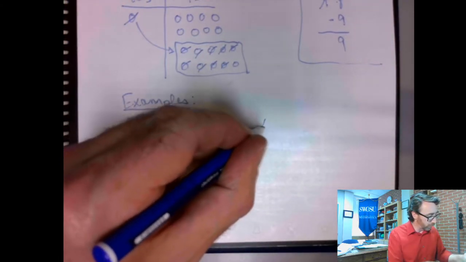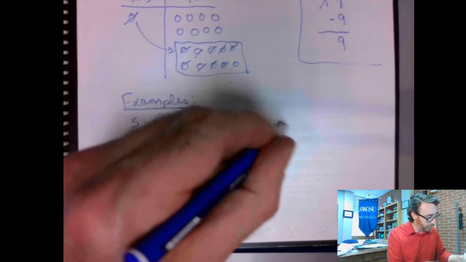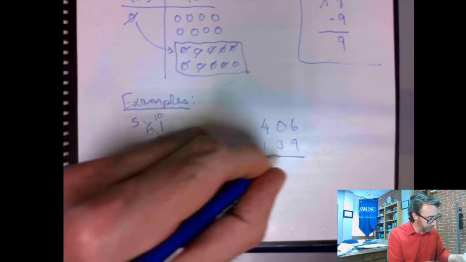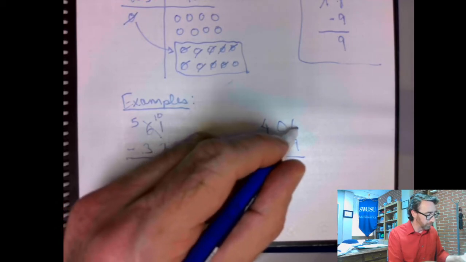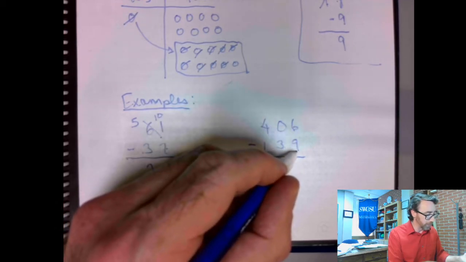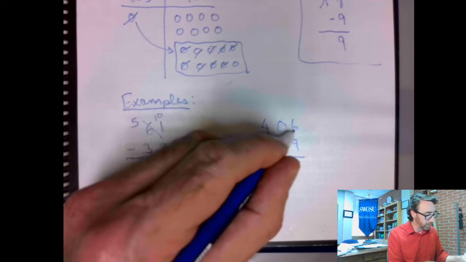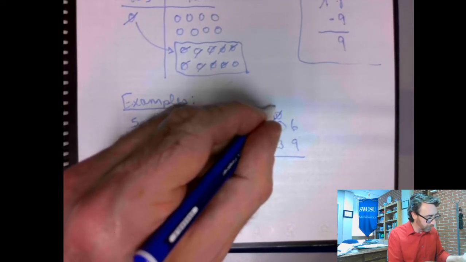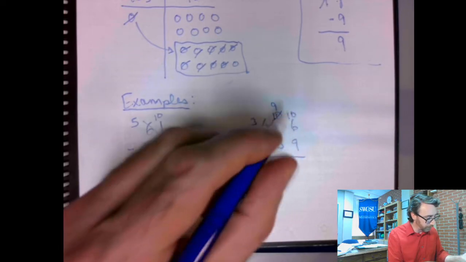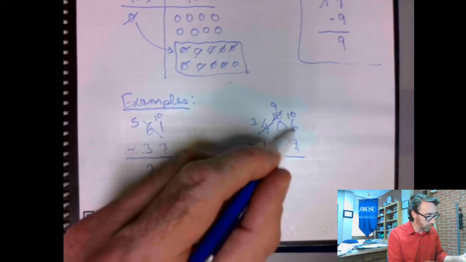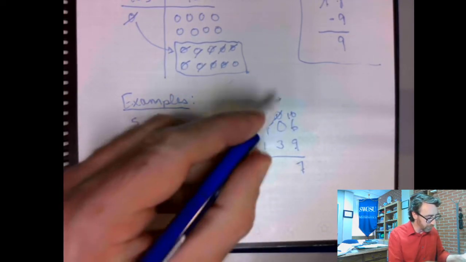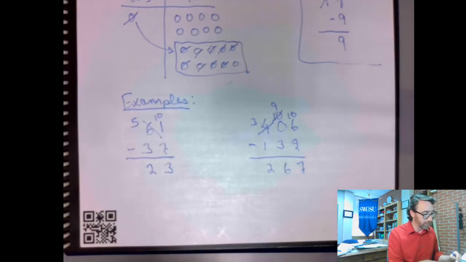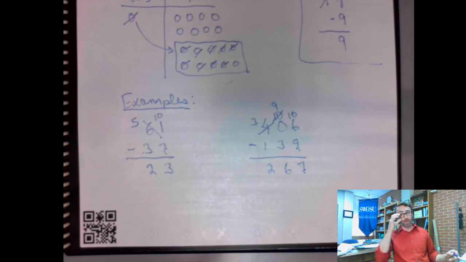Okay, let's look at one where we have to carry through. 406 minus 139. Okay, so we got 6, we're subtracting 9, can't do it. Can't unbundle anything, so we'll have 3. Got to unbundle from there. 10 take away 9 is 1. We had 6 there, so that's 7. 9 minus 3 is 6. So we have 267. Okay?